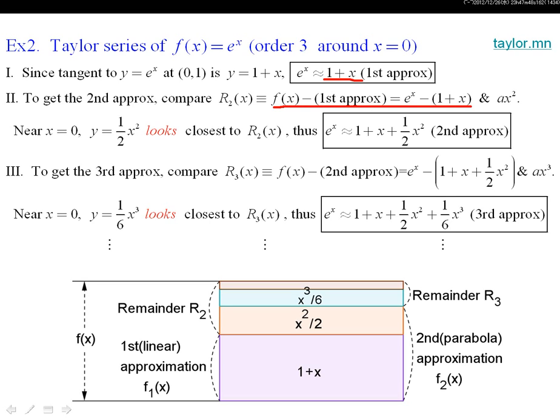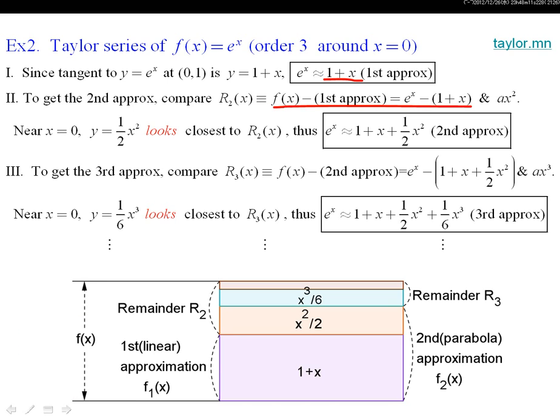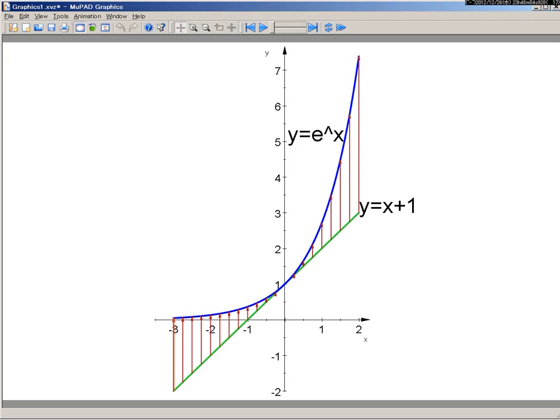So we make R2(x), the second order residue: f(x) minus the first approximation, equal to e^x minus (1 + x), and compare this with ax squared. So let's do this with MuPAD. The blue curve is y = e^x, and the green one is y = 1 + x, the tangent line at point (0,1), and the first approximation.